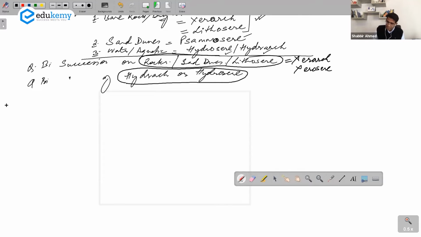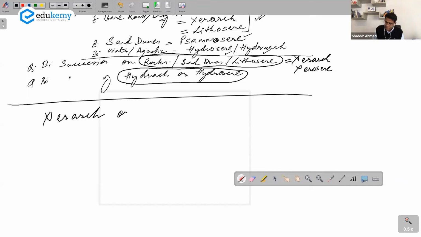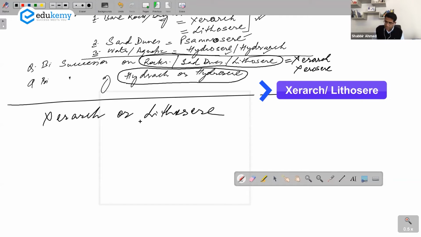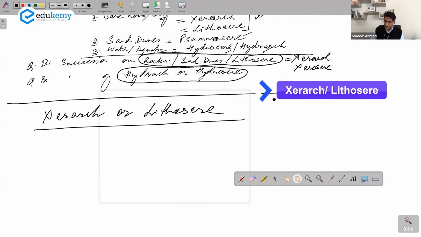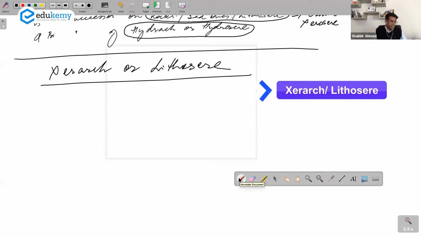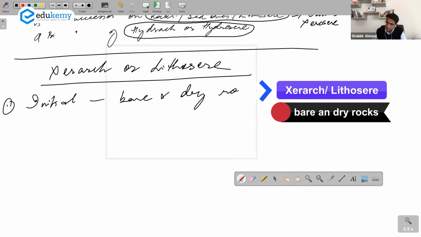So I'm giving you the sequence for hydrarch or lithosere. What are the stages in this? The initial stage is bare and dry rocks. How is this formed? It may be formed because of new volcanic accumulation.